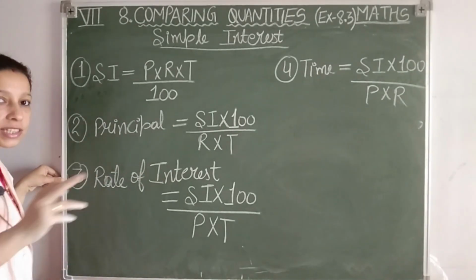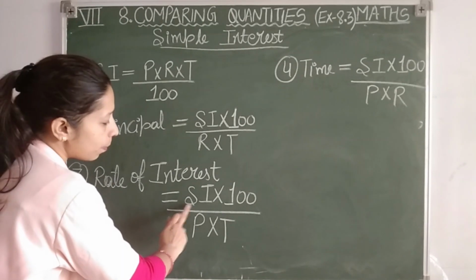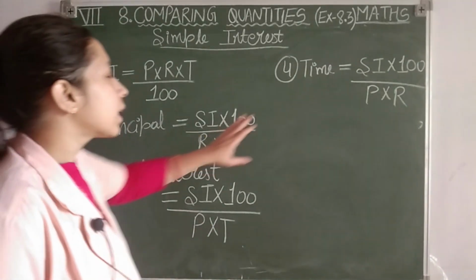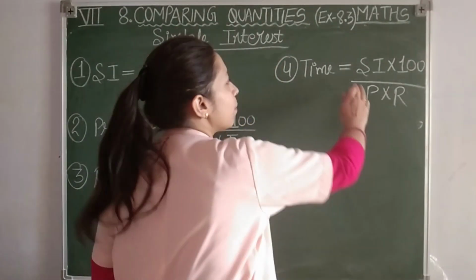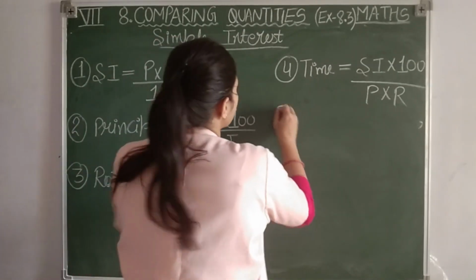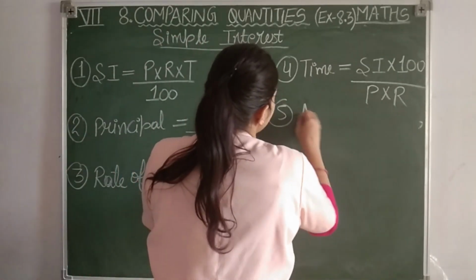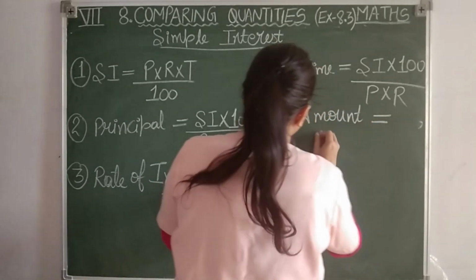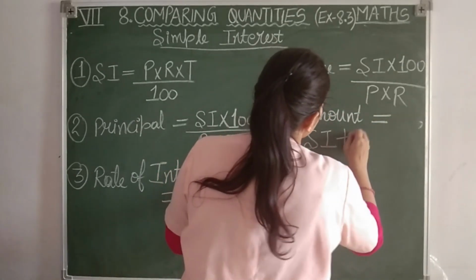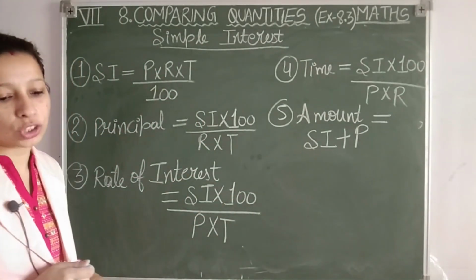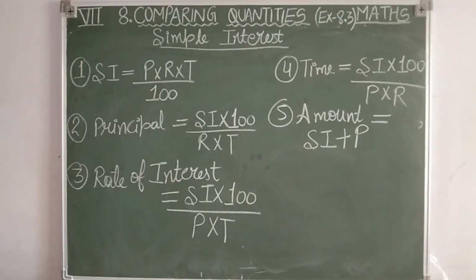If rate of interest is missing, then how to find it out? Simple interest into 100 upon principal into time. In case time is not given to you, then simple interest into 100 upon principal into rate. Then one more thing, students, if you have to find the final amount to be given, then amount is equal to simple interest plus principal. So you can note these formulas and then we'll quickly start question number 9. Note it down.